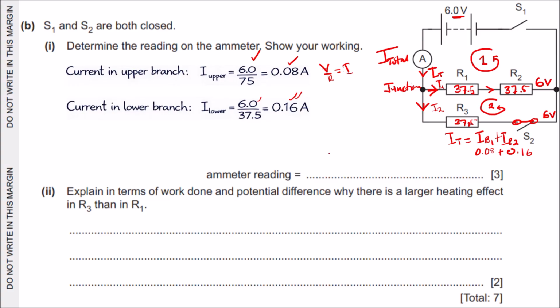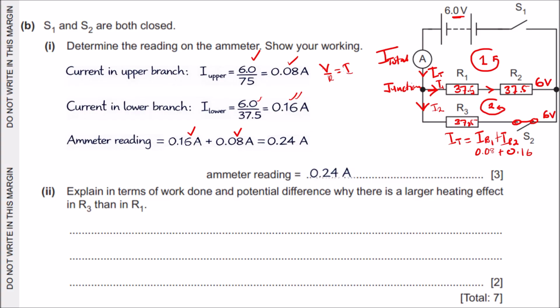So if we want the total current which is being read by the ammeter, we add the two currents, 0.16 bottom branch plus 0.08 top branch, we are going to get 0.24 amps. So all the working is shown, the current divider rule at the junction, and the voltage is being applied equally across all branches. Part 2 of being.